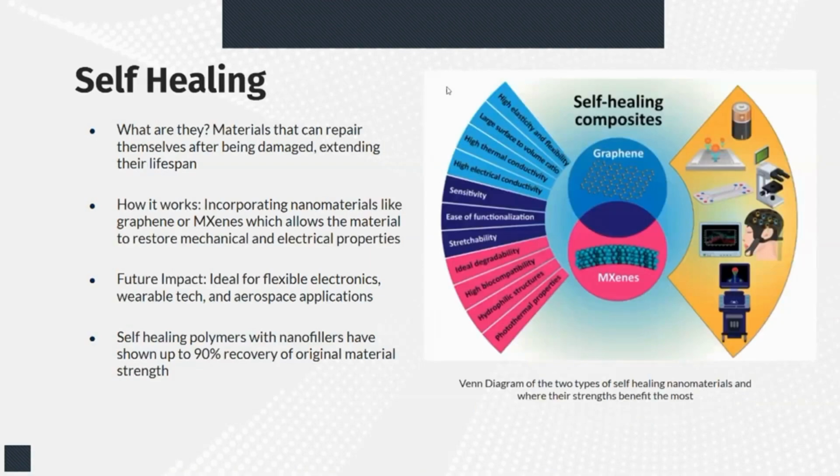So first, self-healing. One of the most exciting developments in the emergence of next-generation nanomaterials is self-healing materials. They can repair themselves after damage by incorporating nanomaterials like graphene or MXenes. This allows them to restore both mechanical and electrical properties, extending their lifespan. Studies show that self-healing polymers and nanofillers can recover up to 90% of their original strength. Imagine the implications for flexible electronics, wearable technology, and aerospace applications where durability and reliability are paramount.